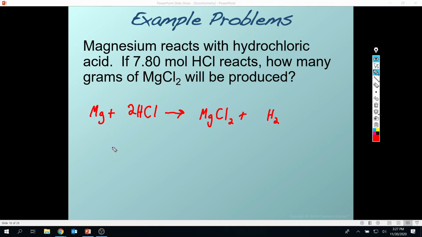So what we see now is that 1 mole of magnesium plus 2 moles of hydrochloric acid will produce 1 mole of magnesium chloride and 1 mole of hydrogen gas. So now we are ready. Now we have our balanced equation. We have our recipe. We're ready to actually write down and work our problem. 7.80 moles of HCl.